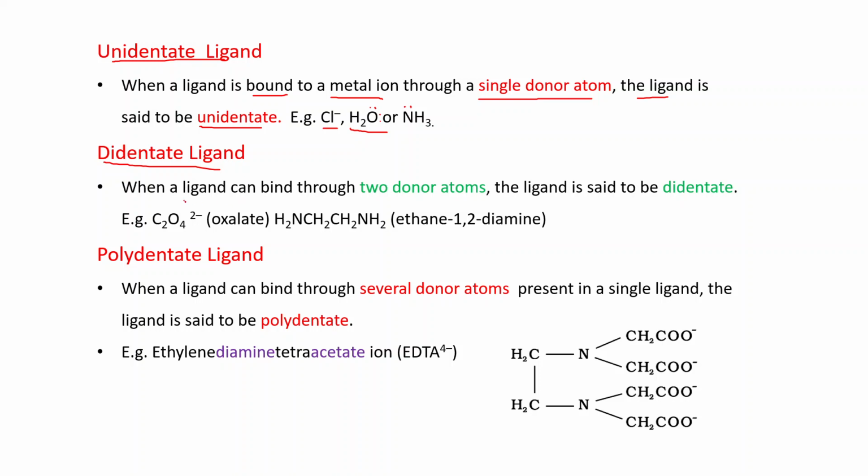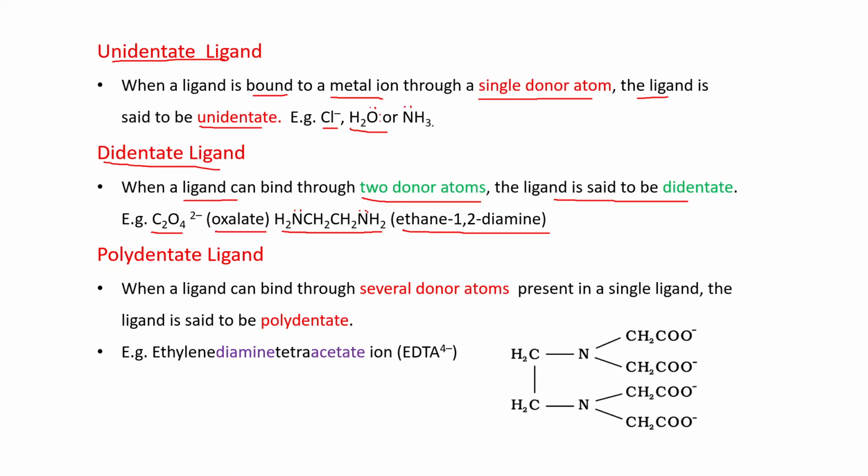Didentate ligand. When a ligand can bind through two donor atoms, the ligand is said to be didentate. For example, this is C2O4 2-, oxalate ion. It has two oxygen atoms which are capable of donating the electron pair to the central metal atom or ion. Now this is NH2CH2CH2NH2. Its IUPAC name is ethane-1,2-diamine, and in this case this nitrogen has one pair of electrons and this nitrogen also has one pair of electrons, and both nitrogens are capable of donating the pair of electrons.